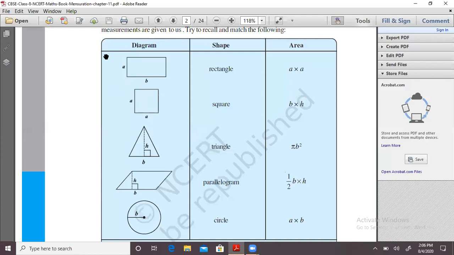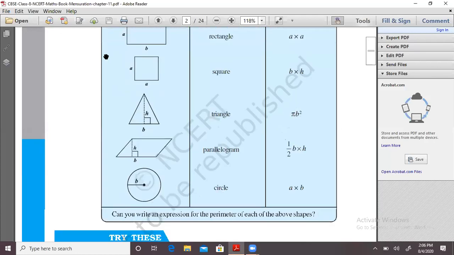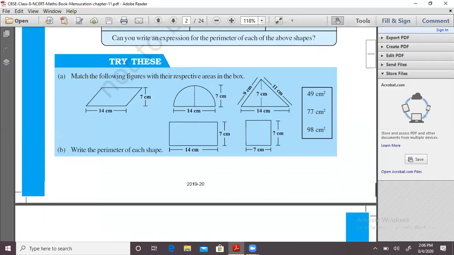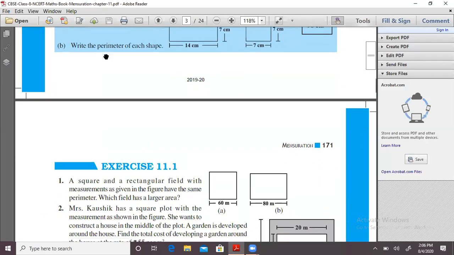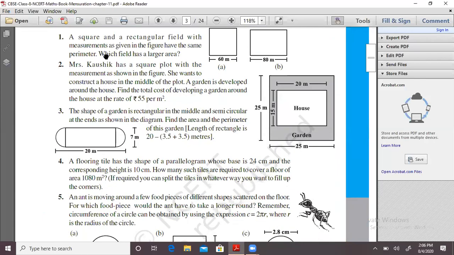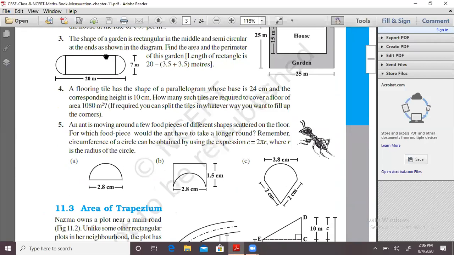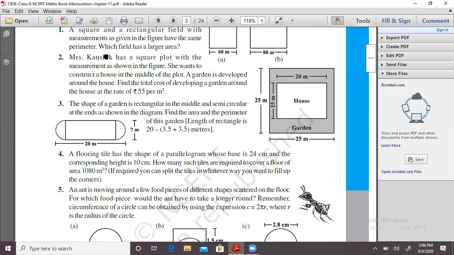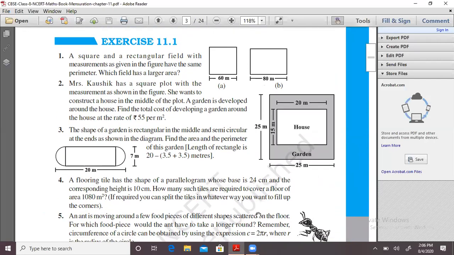In this chapter, what you were having: rectangle, square, circle, right? Trapezium, the same thing, circle, square, rectangle. We are going to do the same thing here also. So let's start the exercise, and before starting it, let's revise the previous formulas. The first, let's take rectangle.